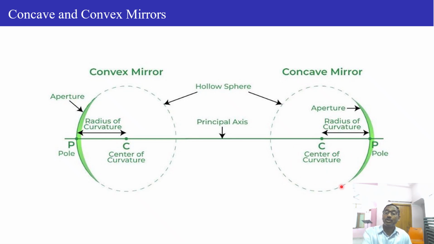So we learnt about center of curvature and radius of curvature, and in between P and C, exactly in the middle, you will have the focus also. And here, aperture. You are seeing the aperture here: the diameter of the mirror, the width of the mirror, this entire height. This is known as the aperture of the mirror.